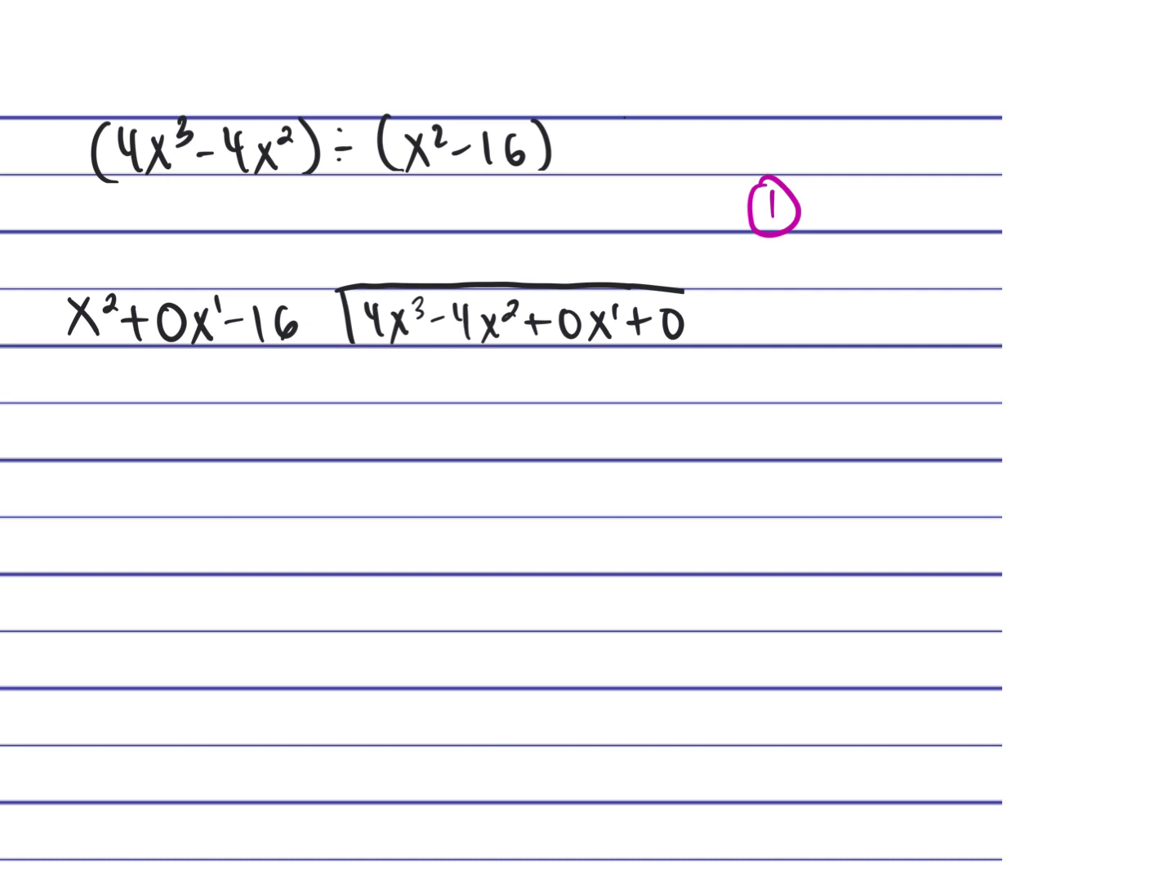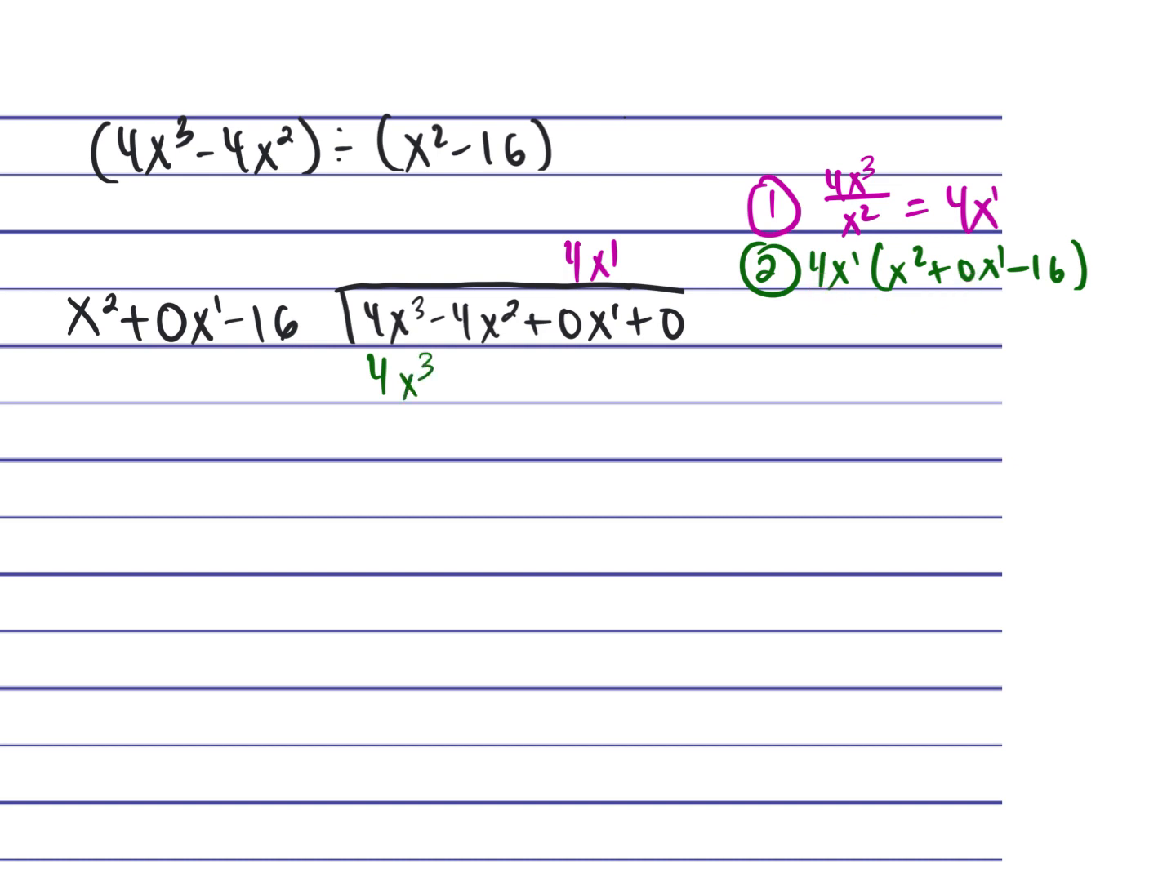So we're going to do the same first steps. We divide the inside, which is 4x cubed, by my divisor, which is x squared. The 4 stays. It has nothing to be reduced by, but for the x, subtract the exponents, and I get 4x. My answer from the first step is what I'm going to use to multiply by my divisor, x squared plus 0x minus 16. 4x times x squared, where the 4 has nothing to be multiplied, so it stays 4. And the x's, you add the exponents, so we get x cubed.